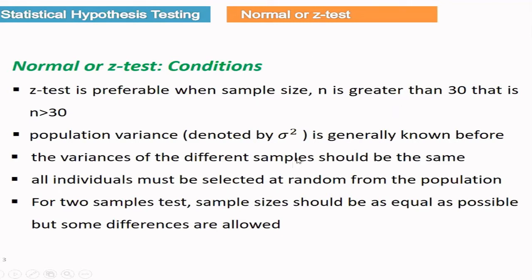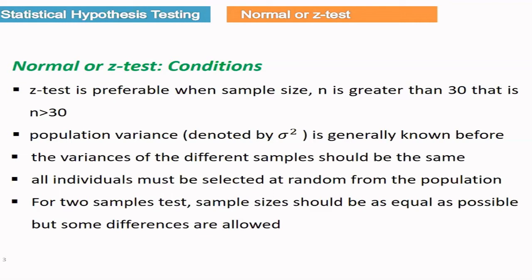And if you take different samples, the variance of the samples should be the same. If you take two samples, it is better if they have the same variance. And you have to select the sample randomly from the population. And if you take two samples, it is better if they have the same size. It may be a different size, but it is better to have the same size.